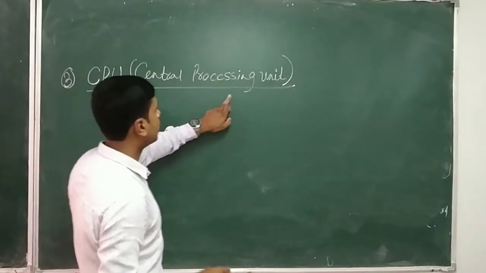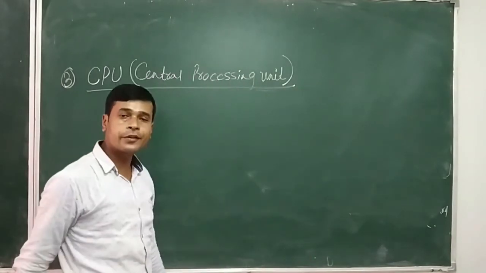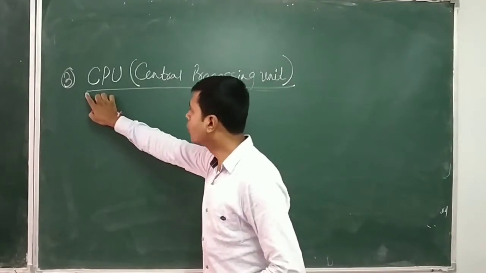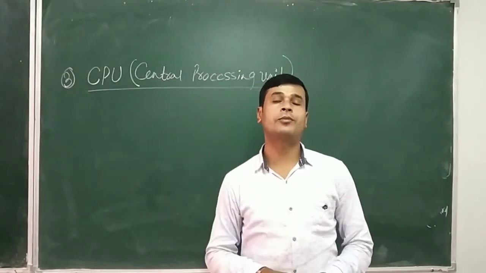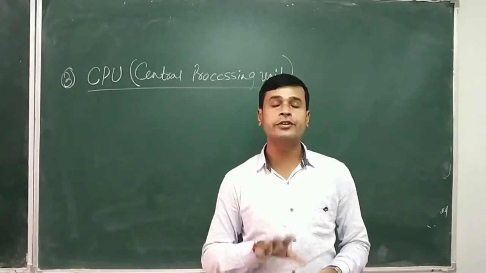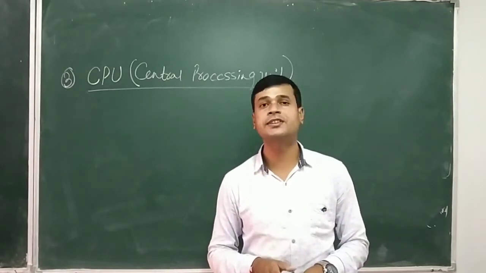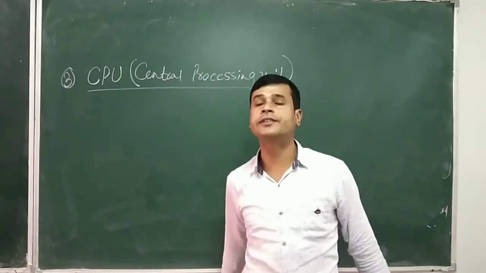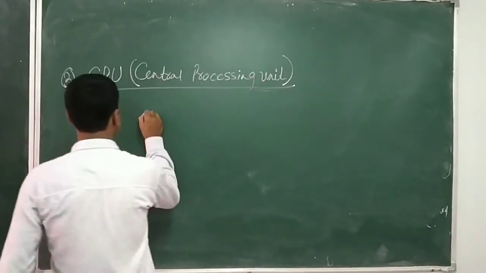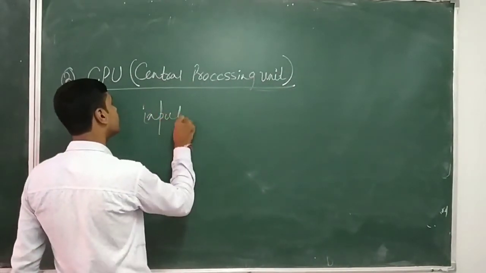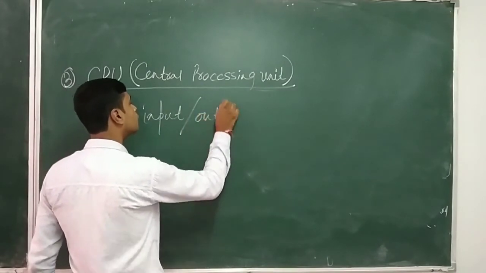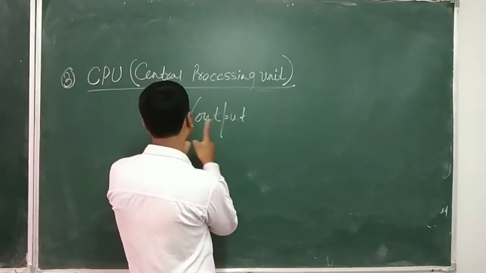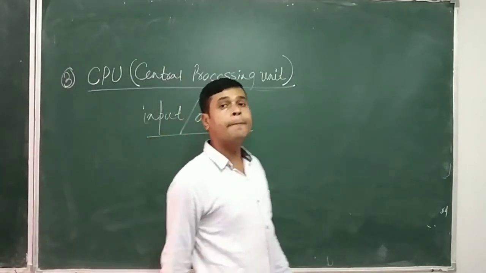So another essential unit of a computer is the Central Processing Unit, which is called the heart or brain of the computer, that controls all the input and output devices connected to the CPU. Now what do you mean by peripheral devices? The input and output devices connected to the CPU are called peripheral devices.